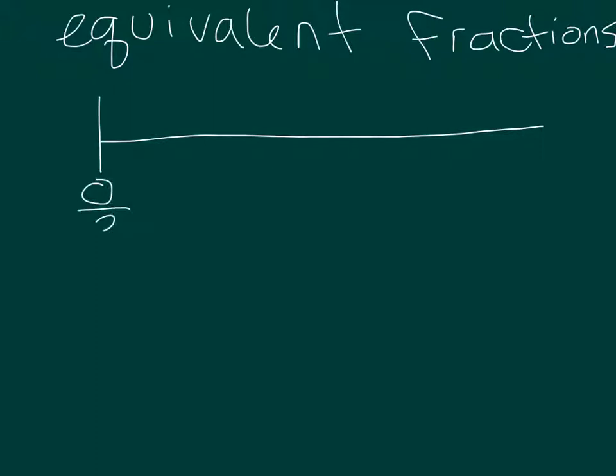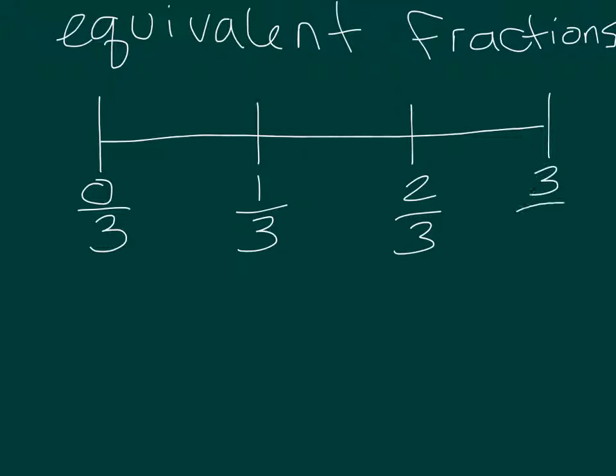We'll make this same number line out of thirds. 1/3, 2/3, 3/3. This equals a whole. We used a number line to show how we could find equivalent fractions by splitting this number line up into more equal parts. Right now it's split into 3 equal parts. Here's our first equal part, our second, and our third.